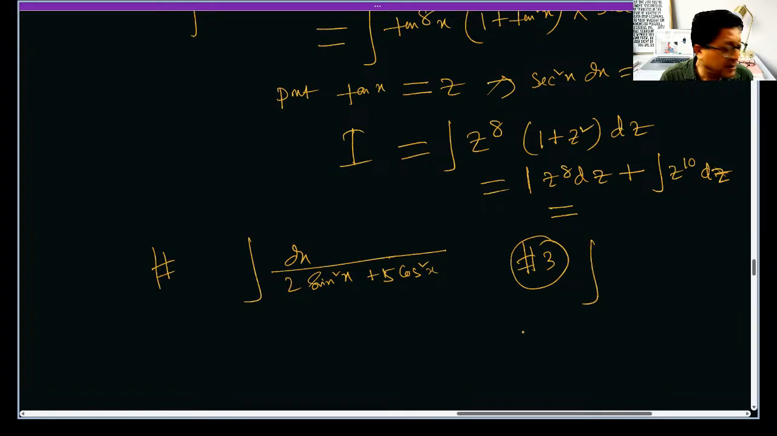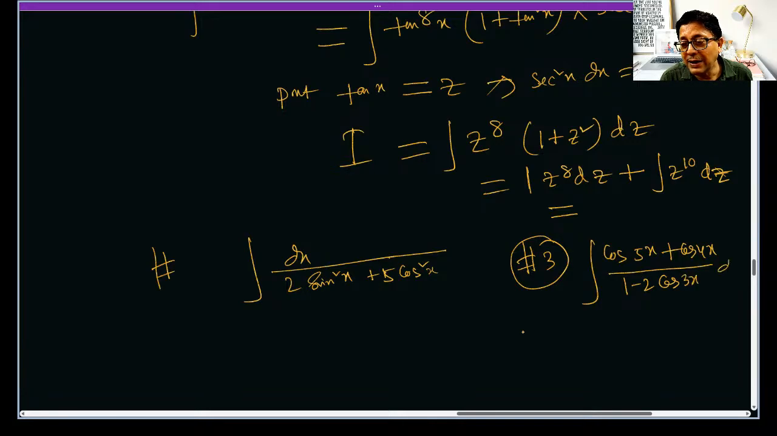The book I have, it is sum number 22. The next one I am just writing here. If you have done it, you go for this: cos 5x cos 4x by (1 minus 2 cos 3x) dx.